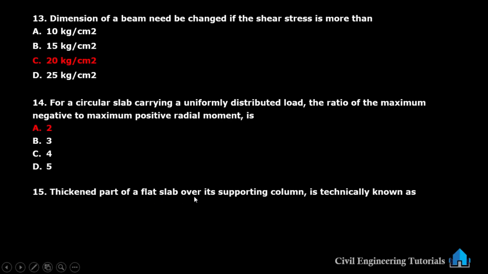Next, thickened part of a flat slab over its supporting column is technically known as option A drop panel, option B capital, option C column head, and option D none of these. So the answer is option A drop panel. So thickened part of a flat slab over its supporting column is technically known as drop panel. So these are the 15 questions of RCC structure design we have discussed here.